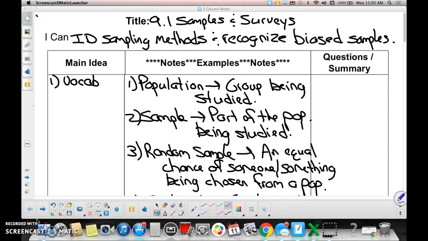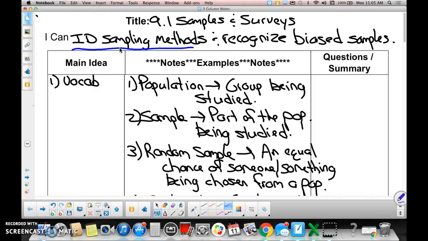Good. So the sampling methods would be your vocab, 3 through 7, right? And your recognizing biased samples would be main idea number 2, in which I gave you a couple of examples of which you had to determine the population, the sample, and then the bias.